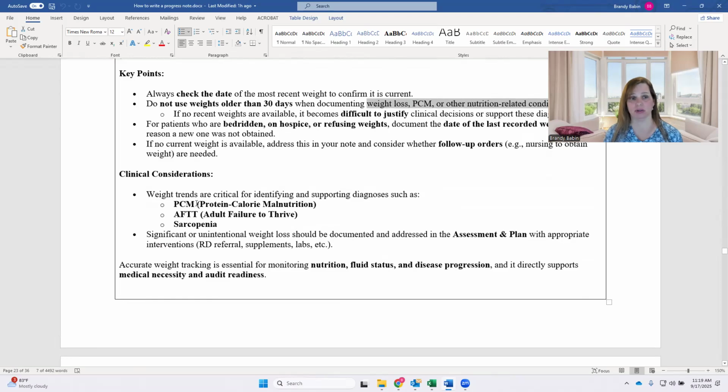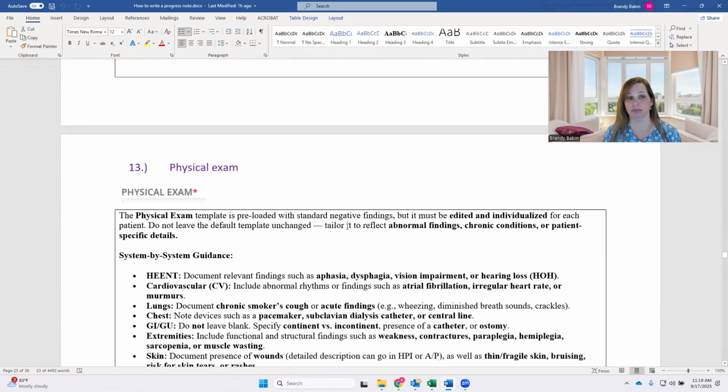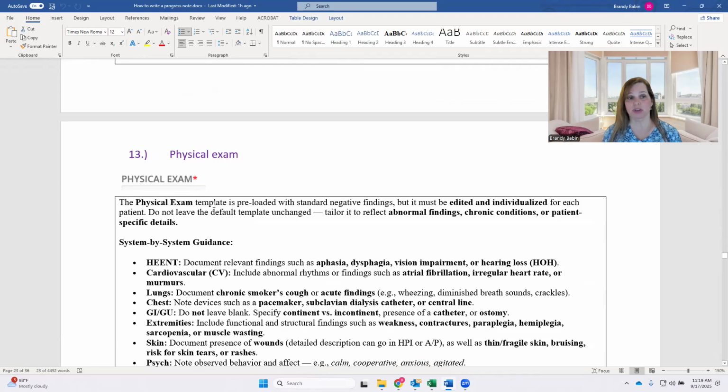And then weight considerations. Weights are important. They help justify our protein calorie malnutrition, our adult failure to thrive, our sarcopenia, our weight loss. So it is important to have weights and have them accurate, but make sure that they're current and accurate. That's the one thing about your vitals, is that they might not have been checked in a timely manner, and you might have to not only write orders for that, but talk to the DON and the unit managers and get updated weights.